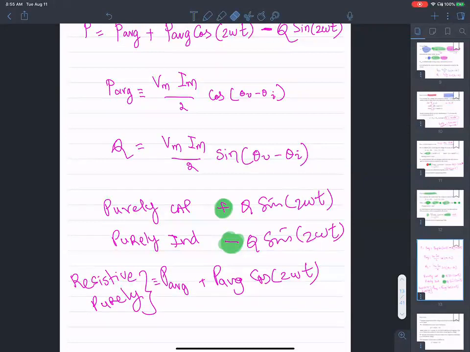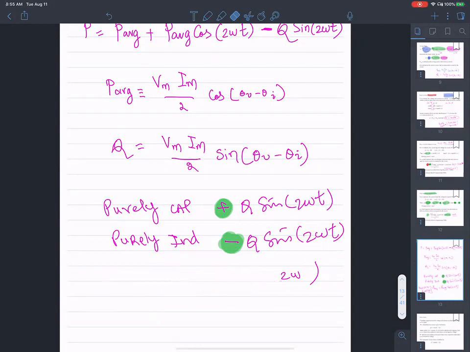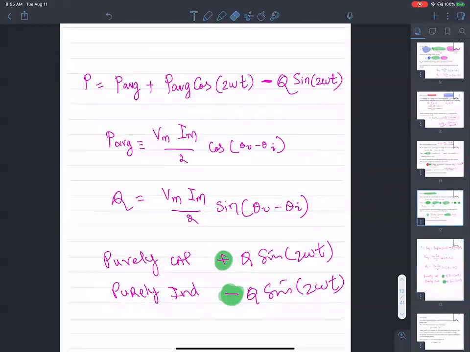Okay, question for you. In determining the overall behavior of the circuit, whether it is a purely capacitive or purely inductive circuit, which term plays an important role? The angle. Which angle specifically?